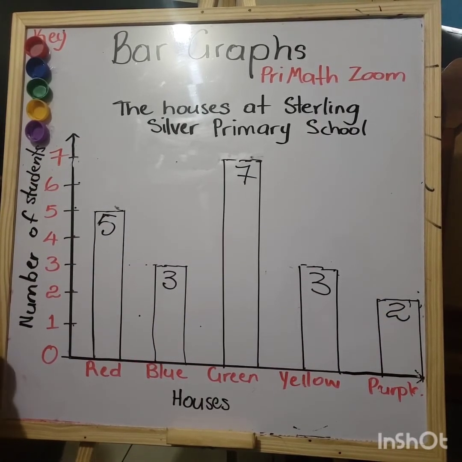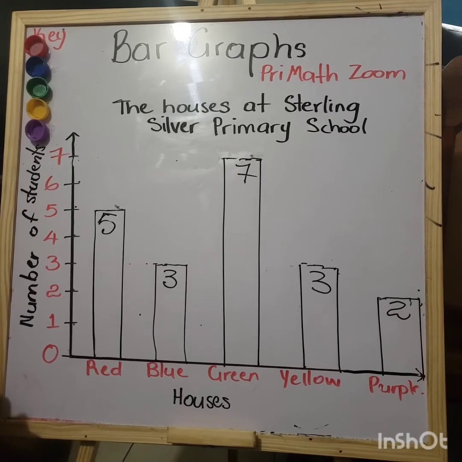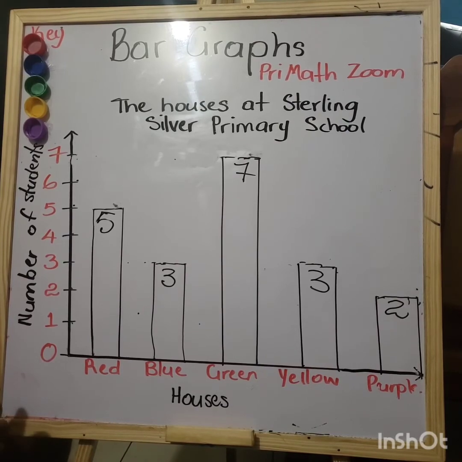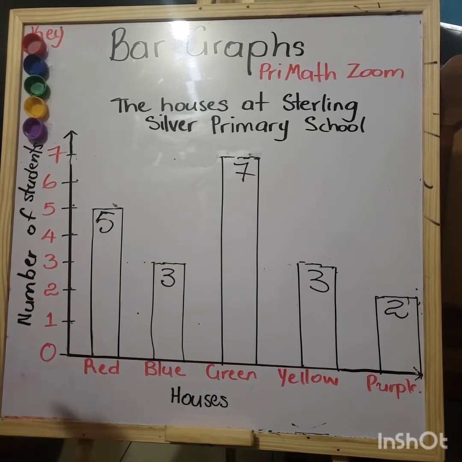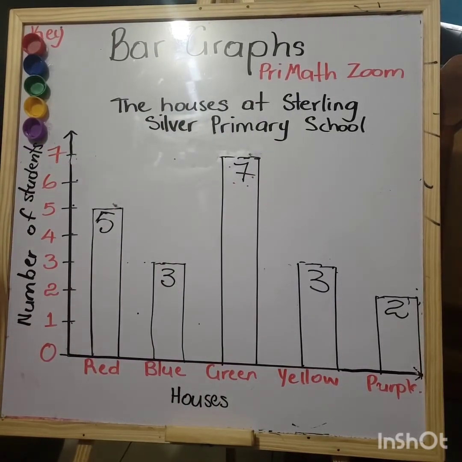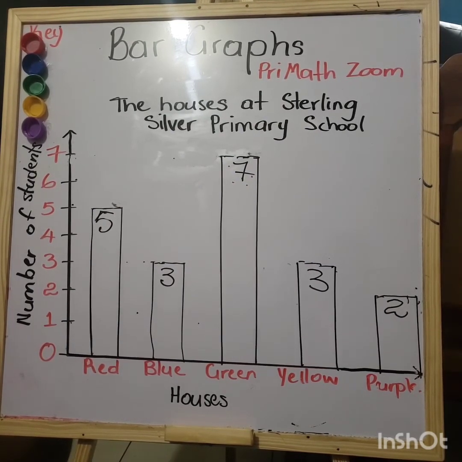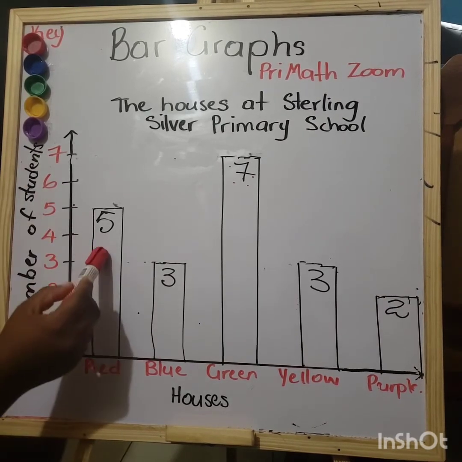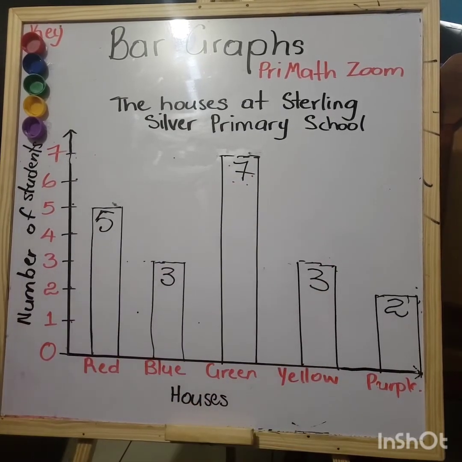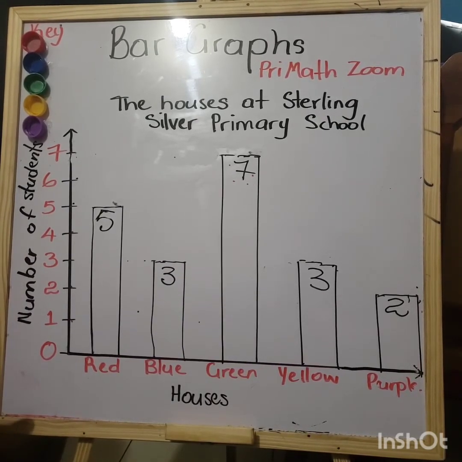So there we can decide which house has the most students. Is it red house, blue house, green house, yellow house, or purple house? Yes, good job. It is green house at 7. So green house at 7 is the most popular house. Now I also want to ask, which houses have the same number of students? Red has 5, blue has 3, green has 7, yellow has 3, purple has 2. Good. So blue house and yellow house have the same number of students.